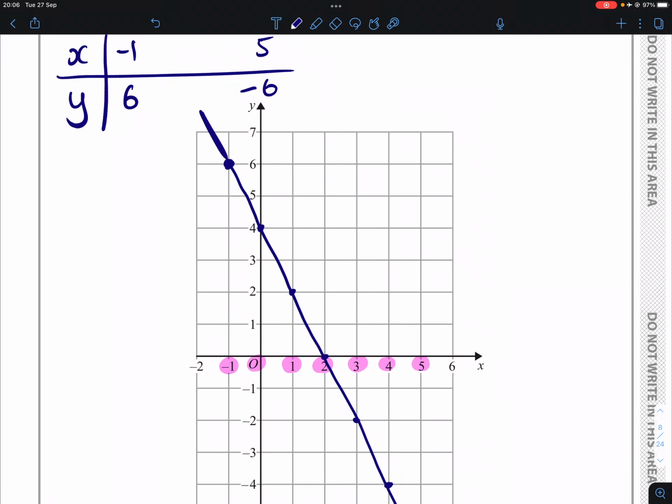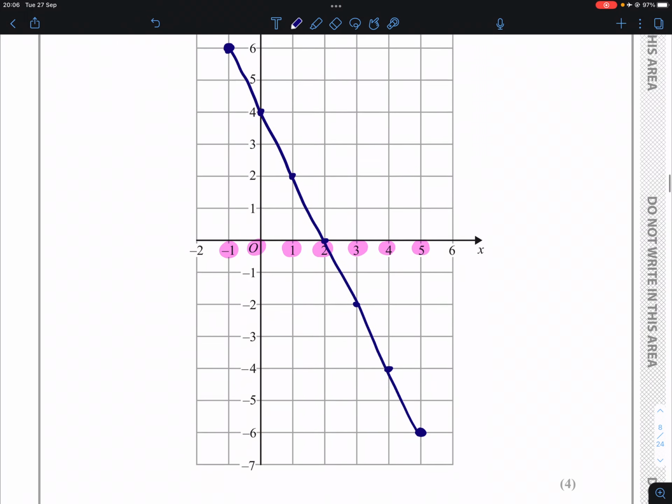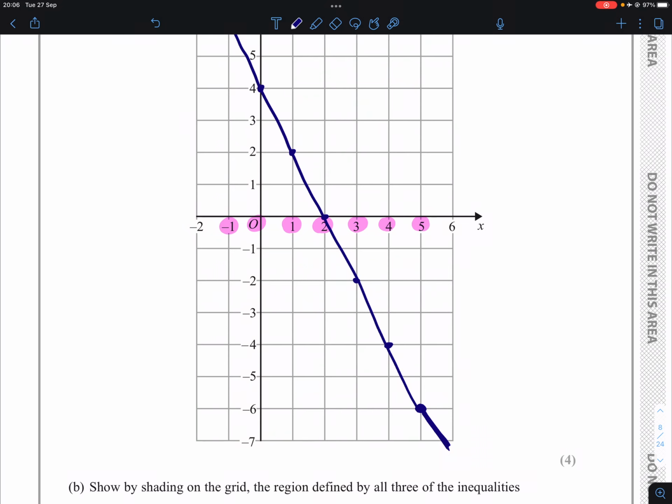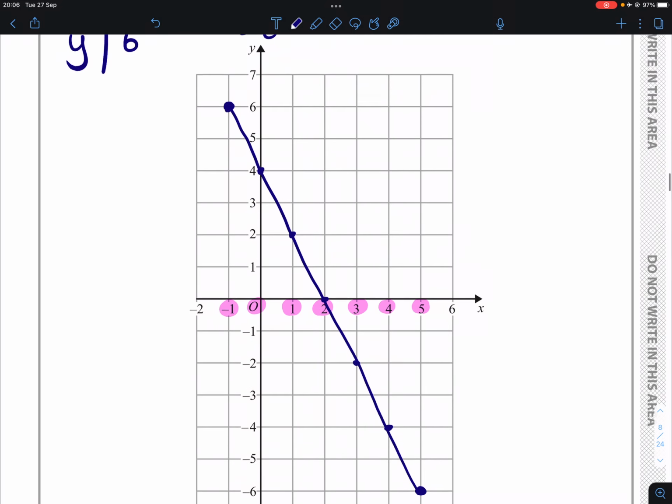Anything extra that you draw here, or anything extra that you draw there, it doesn't matter whether or not you have it. As long as you have the line between the x values of minus 1 and 5, then we are good to go. That is that straight line drawn.